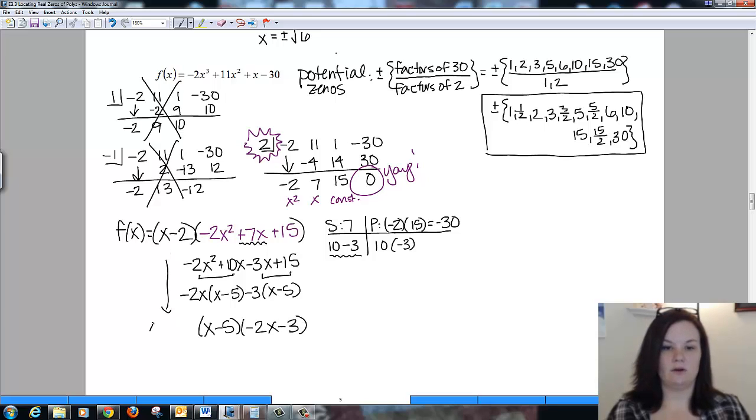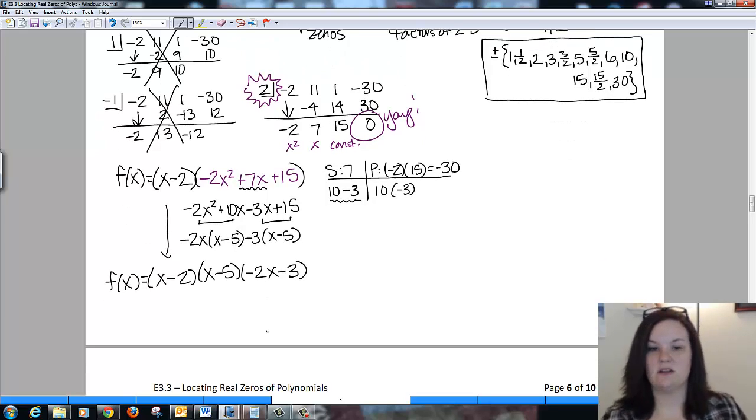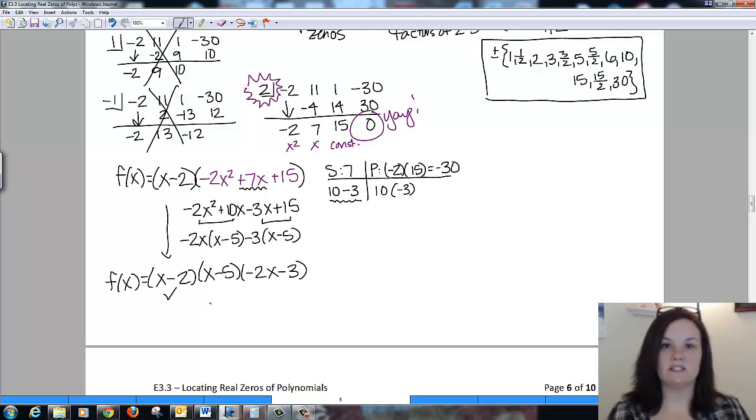Okay? And then I'm going to go ahead and bring down this other factor, x minus 2. Okay? So now I have f of x factored. I just need to solve each factor. The first one we've already solved. That's the purple that I got in my spiky circle.